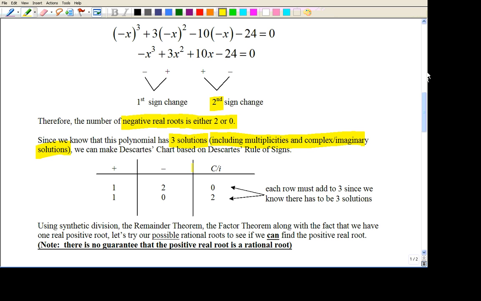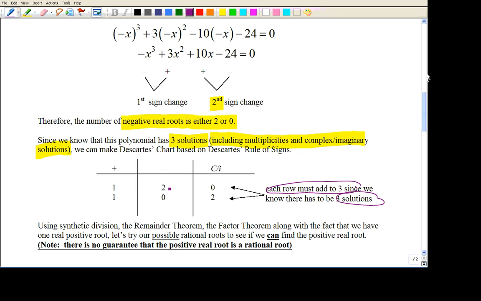And we can now make Descartes' chart based on Descartes' rule of signs. So you'll see this, we have a column for positive, a column for negative, and a column for this c/I, which is complex or imaginary. So we know we have one positive root. If we have one positive root, we have two options for negative, either 2 or 0. So if we have one positive root and two negatives, well, we have to have a total of 3. It must add to 3 since we know there are 3 solutions.